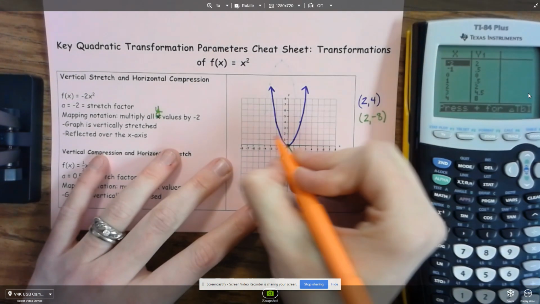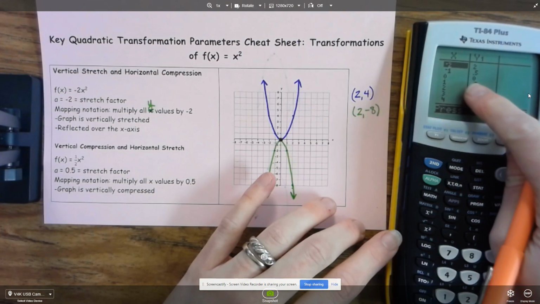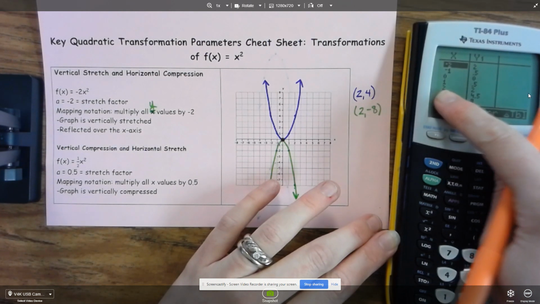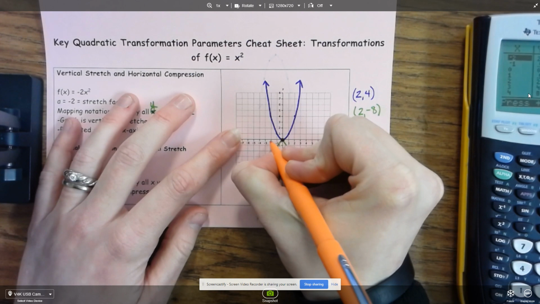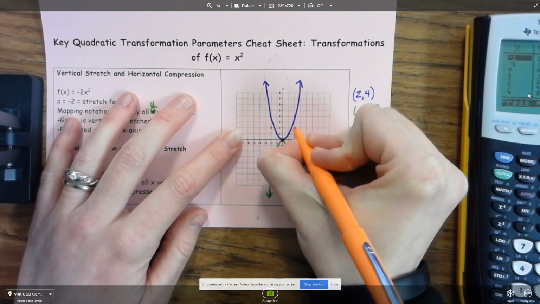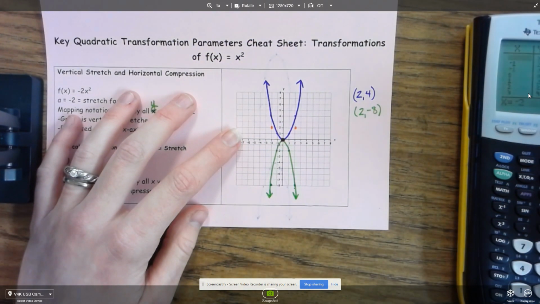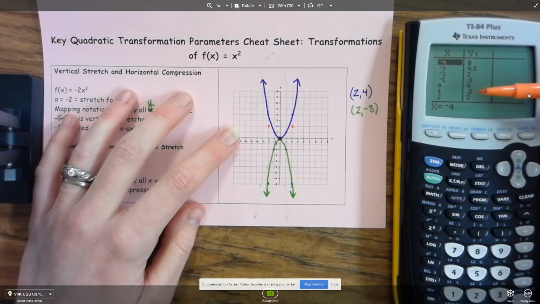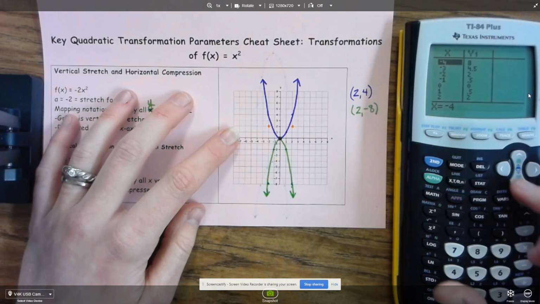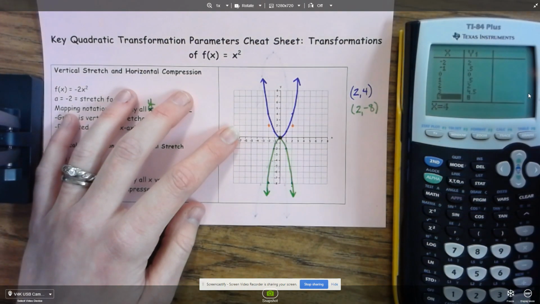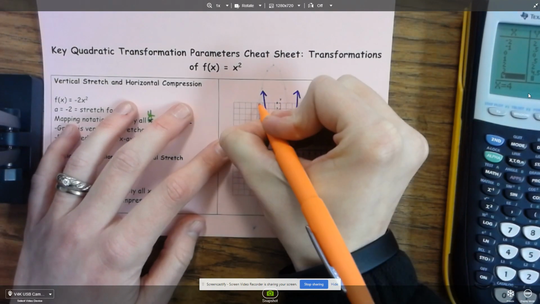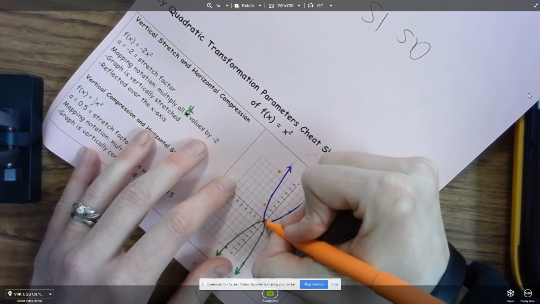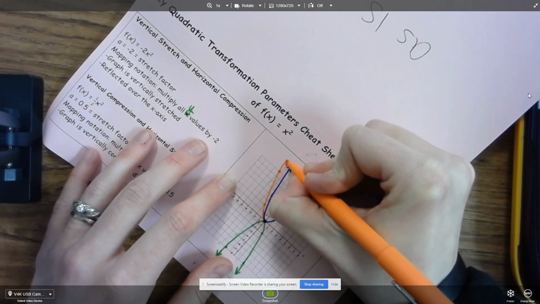Here I've got 0, 0 again, so we're going to be back there. I don't like doing half points, so I'm going to use this one here: -2 and 2, and 2 and 2. Then I'm going to use this one here: -4 and 8, and then 4 and 8. You're always trying to pick points that will fit on the graph that you've been given.